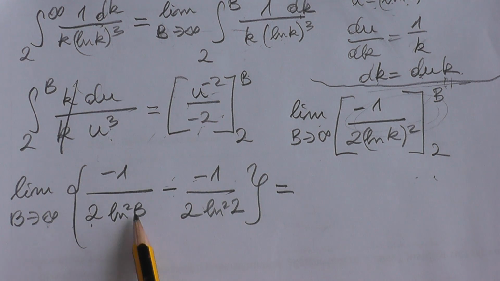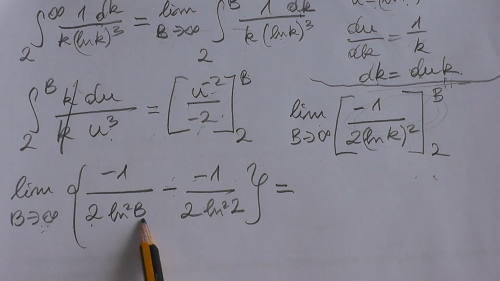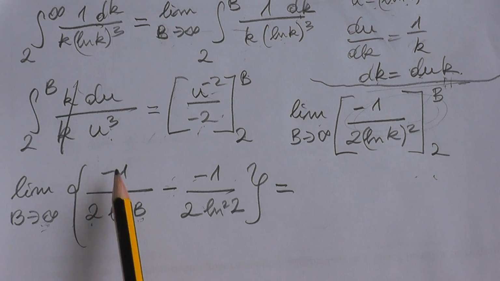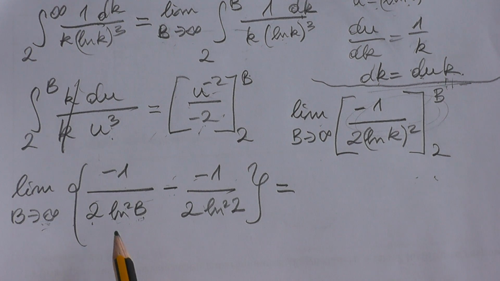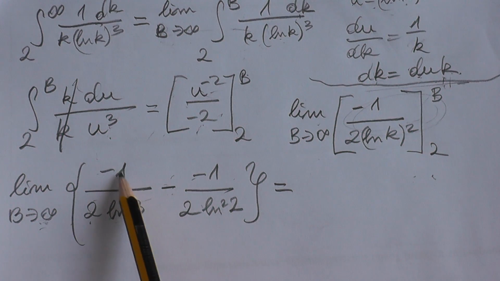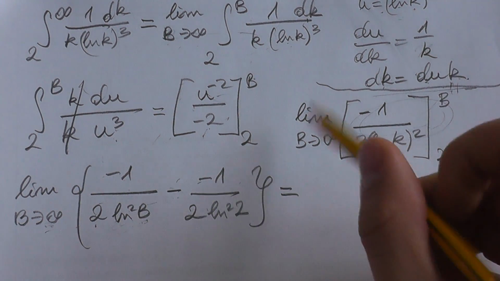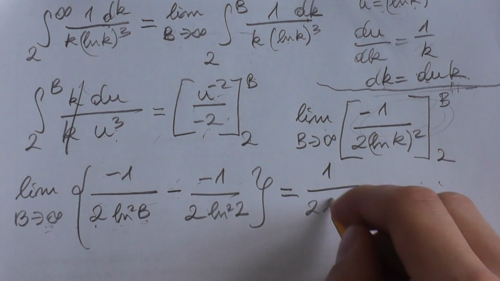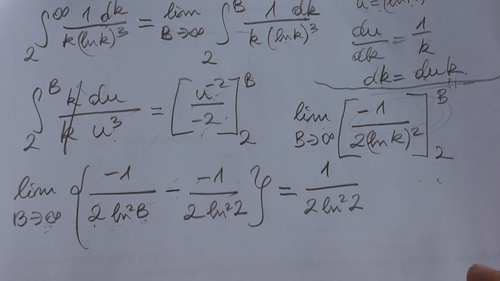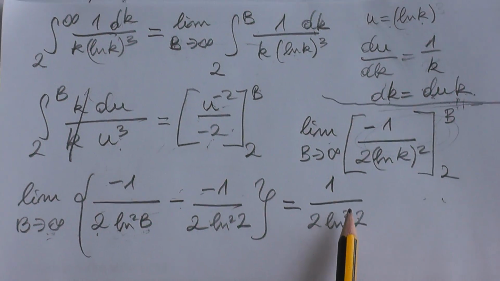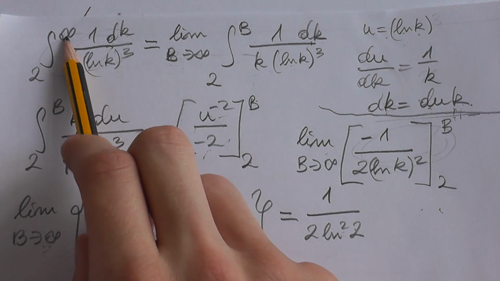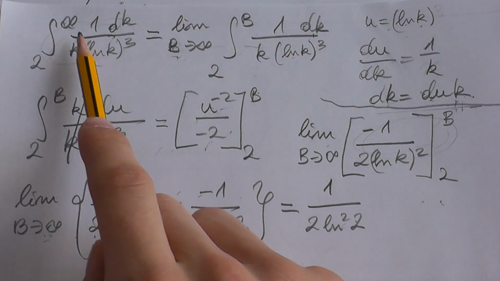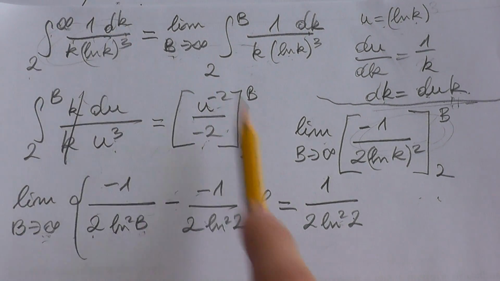And because we put infinity into b, this is obviously 0, because ln of infinity is theoretically infinity, and then infinity squared is infinity, and 2 times infinity is infinity, and so minus 1 over infinity is 0. And so you're only left with 1 over 2 ln squared 2. And that here is the answer to the integral that we were finding. So we have kind of escaped this infinity notion with this b. The integral from 2 to infinity of this is this.